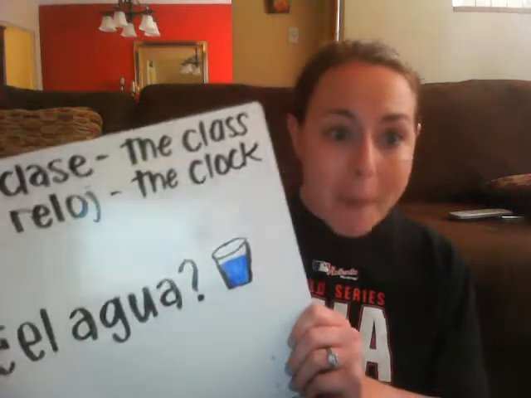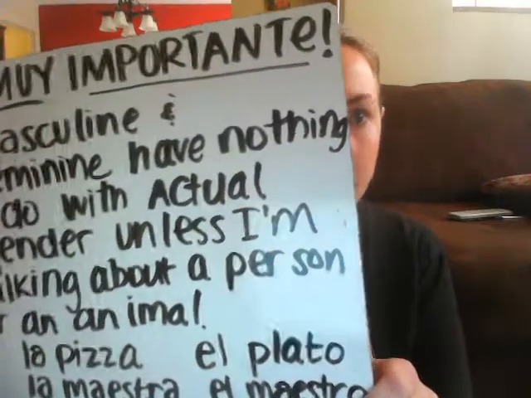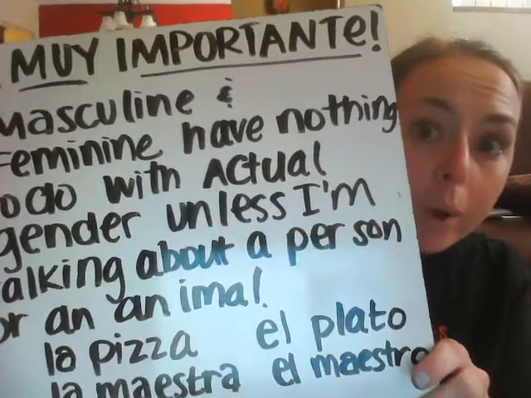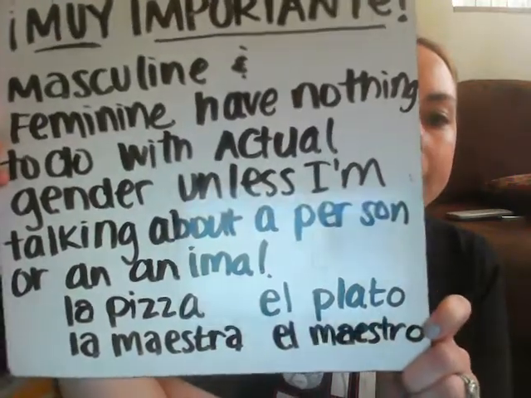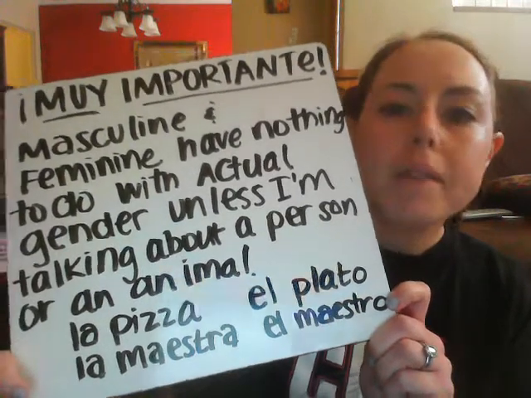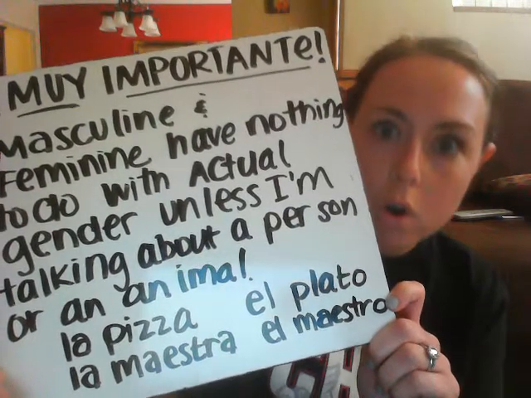When we talk about masculine and feminine here, it's really important, and I want you to write this down in your notes, because when we talk about masculine and feminine in English, we tend to think of gender, like boys and girls. But this is very important. Please write this down in your notes. Muy importante. Masculine and feminine have nothing to do with actual gender, as in a boy or a girl, unless I'm talking about a person or an animal. When I say that a noun is feminine, like la pizza, that does not mean that pizza is a girl, because that's ridiculous. We know that pizza is not a girl and it's not just for girls.